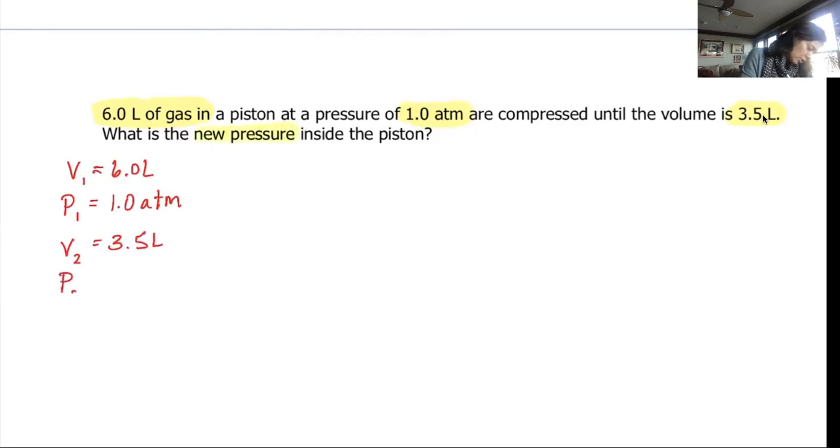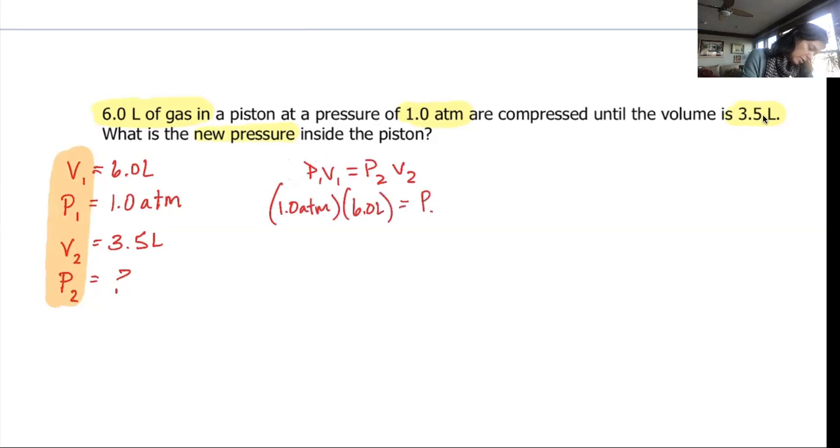So we need the pressure at our new volume. So look at your variables here, right? We've got P's and V's and P's and V's. We're left to assume that the temperatures and the moles are not changing. The gas law that relates pressure and volume is Boyle's law. P1 V1 equals P2 times V2. Plug and chug, guys. 1.0 atm times 6.0 liters equals P2 times 3.5 liters.